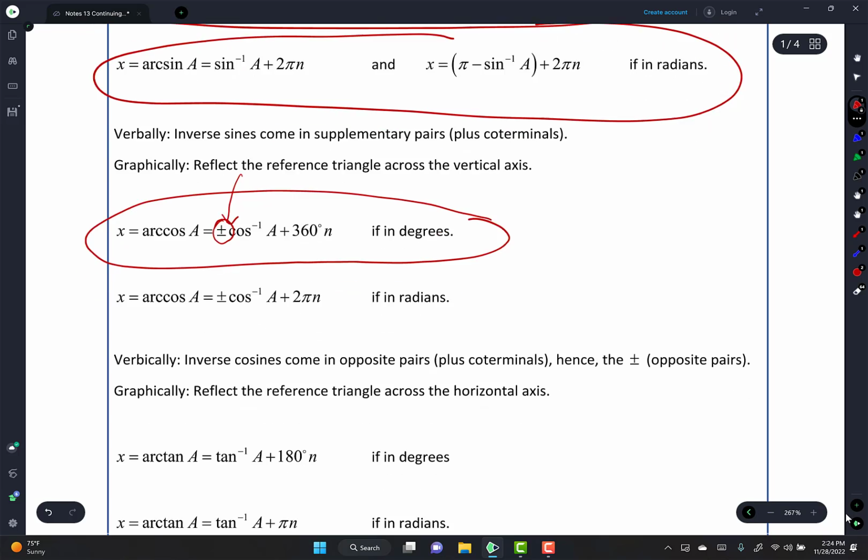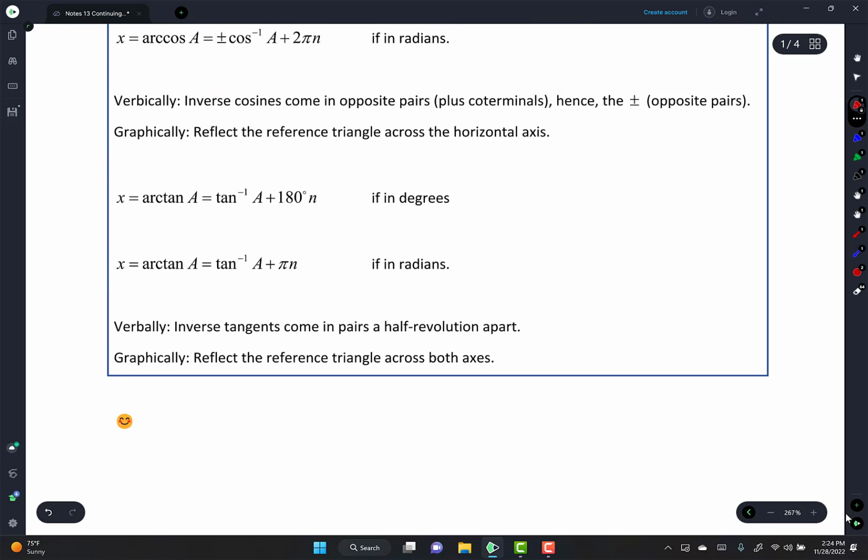So, you ready, Miss Salazar? Focus, Miss, focus. All right, so here we go.